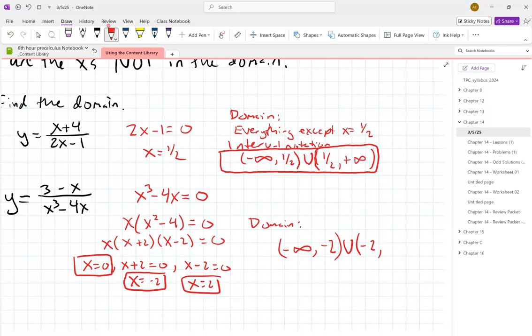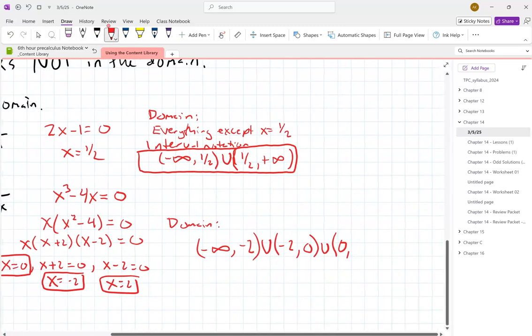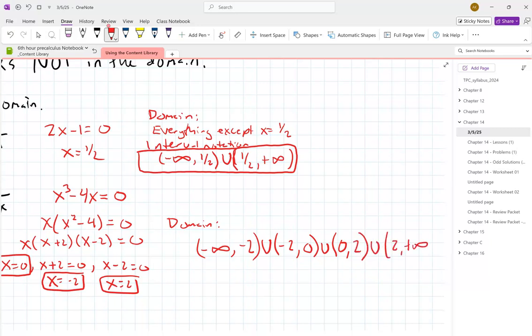What's the next hole in our domain? 0. And then we'll start at 0. And what's the next hole in our domain? 2. And then we'll start at 2 and cover everything else because we've passed all the holes.